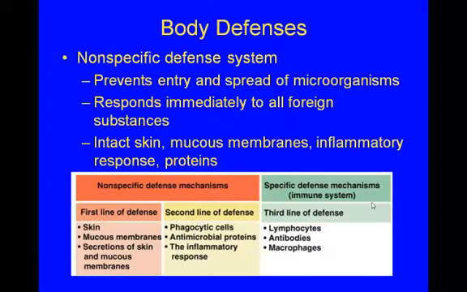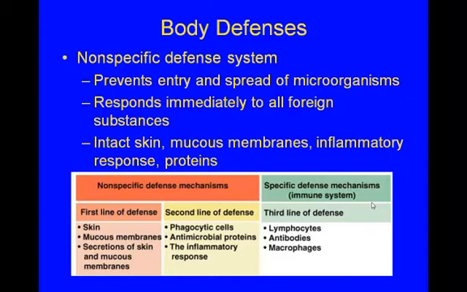All right, your body defenses can be broken down into two groups, nonspecific and specific. Your nonspecific defense system will prevent entry and spread of microorganisms. It responds immediately to all foreign substances. You have intact skin, mucous membranes, inflammatory response, proteins. There are a ton of things that are considered nonspecific. The key thing here is that it's literally not specific. It means it's not picky and choosy about what it's going to kill. It'll kill anything it thinks is bad, and it does it immediately.